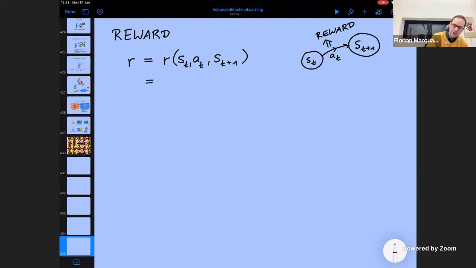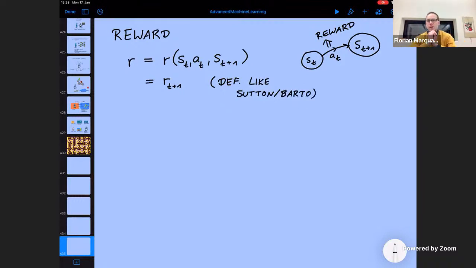And now the question is, this reward that depends on the full time step, is it a reward at time t or t plus one? And again, there are different definitions in the literature. So I want to follow the definition in a certain book by Sutton and Barto, and then it's r_{t+1}. Okay, so just to make this clear. Now, the rewards are defined. You have to define the rewards in a smart way so that a high reward means you're going close to your goal.